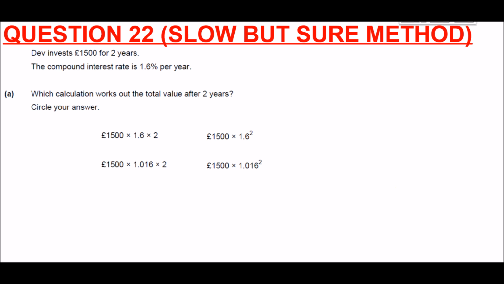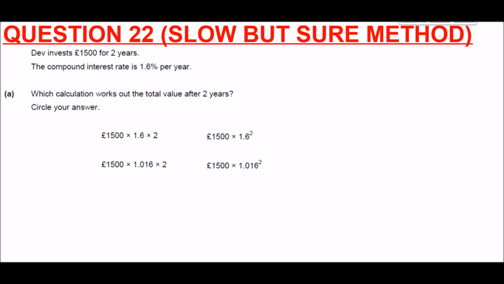Question 22, and look at the heading. This one's going to be done in two different methods by me. So the first method I'm going to show you is how to do compound interest a bit slower than a quick way, but the slow way I'm going to show you I think is a safer bet. So if you want to just bear with me for this bit, do listen on and I'll explain how we can tackle this question. So Dev invests £1,500 for 2 years. The compound interest rate is 1.6% per year.